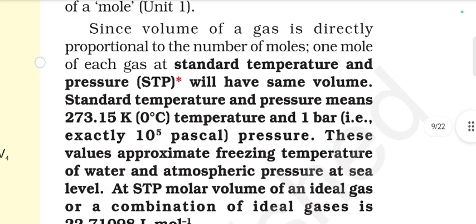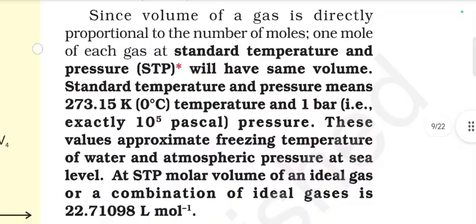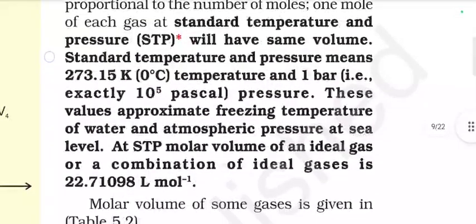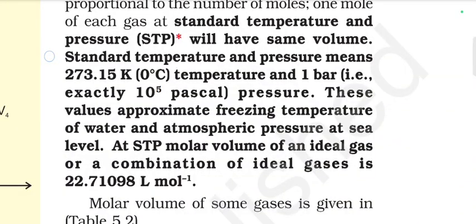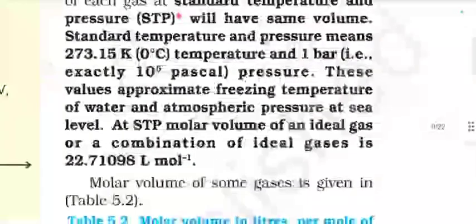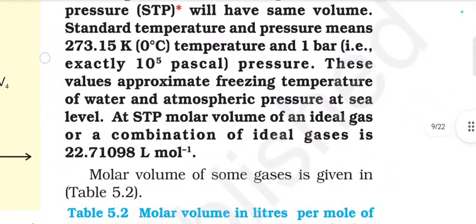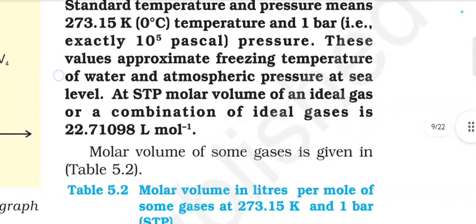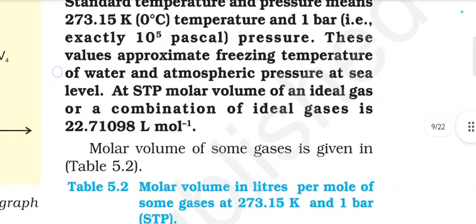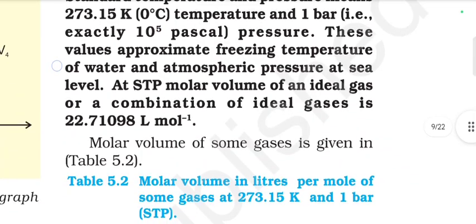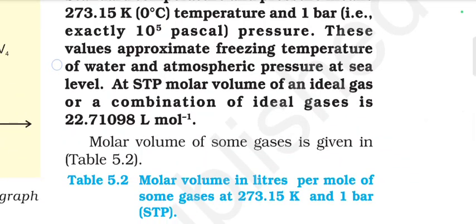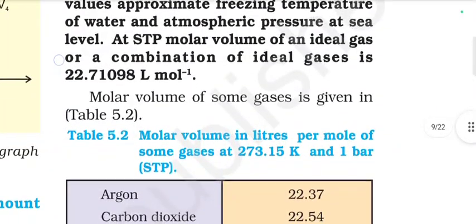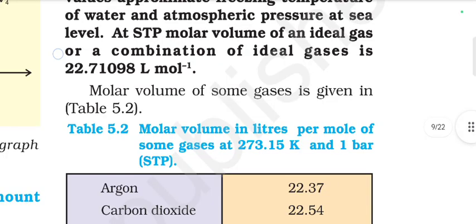Standard temperature and pressure means 273.15 Kelvin, 0 degrees Celsius temperature, and 1 bar, that is exactly 10 raised to the power 5 Pascal pressure. These values approximate the freezing temperature of water and atmospheric pressure at sea level. At STP, molar volume of an ideal gas or a combination of ideal gases is 22.71098 liter mole inverse. Molar volume of some gases is given in table 5.2.